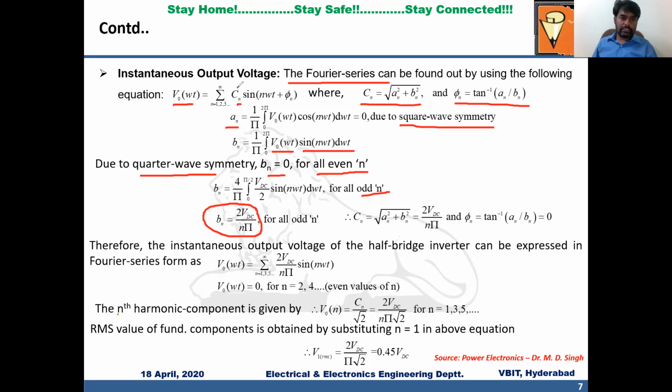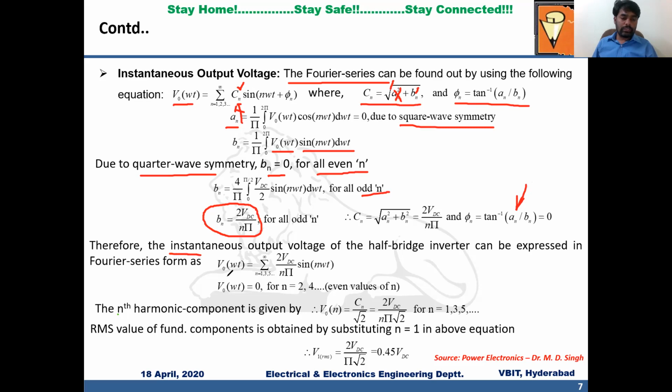If you substitute here in this expression, since An equal to 0, this factor goes to 0. So Cn will be under root Bn square, the root will get cancelled. So you can write Cn equal to Bn, and now if you substitute Bn here, Cn will be 2 VDC by n pi. And phi n is also 0 because An equal to 0. Tan inverse 0 means it will be 0.